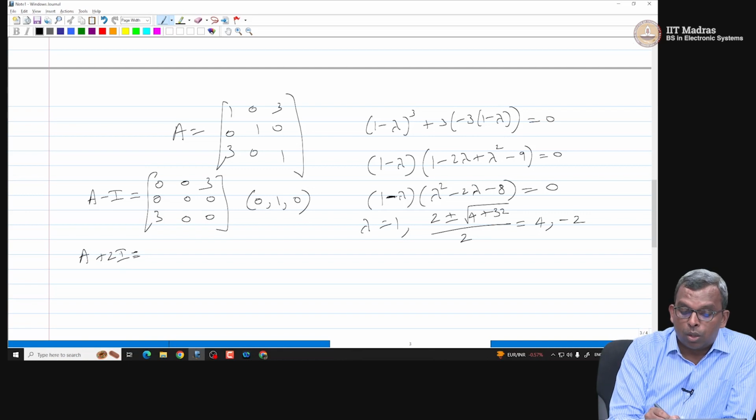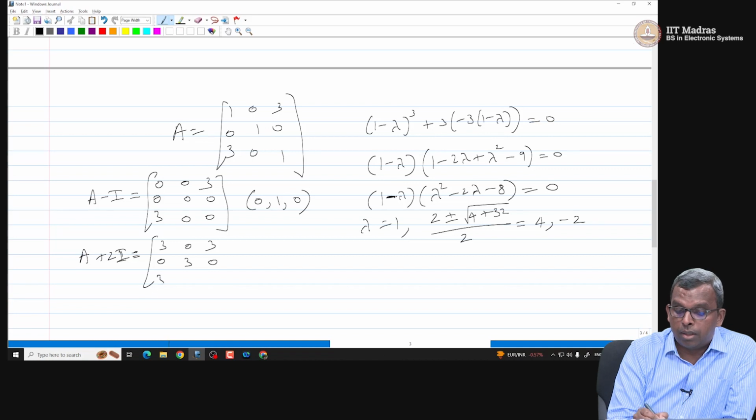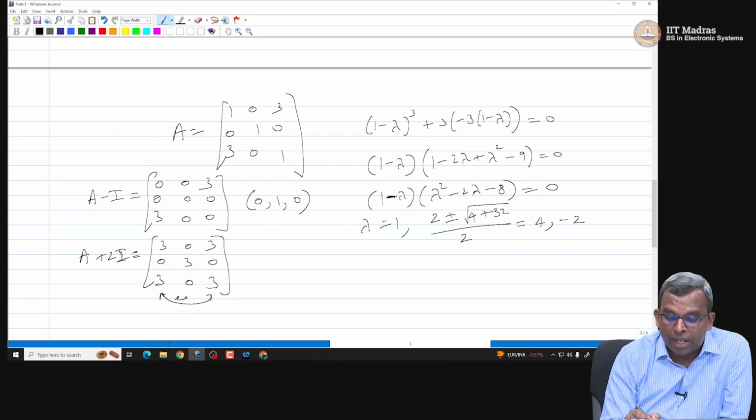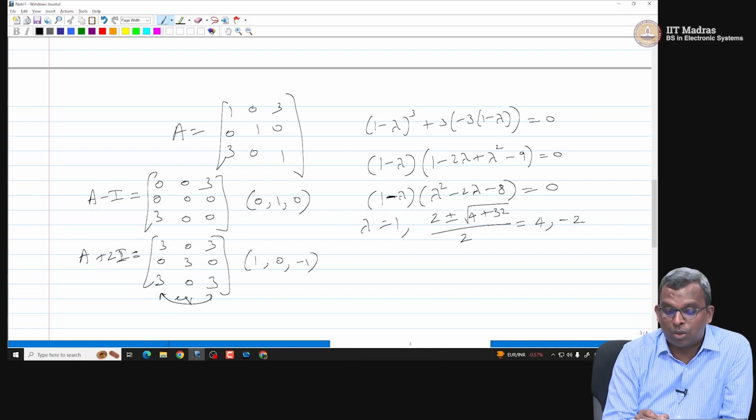What if you do A plus 2I? I will go in increasing order of magnitude, minus 2 and plus 2. So it is going to be 3 0 3, 0 3 0, plus 2I, 3 0 3. Hopefully you can see. So finding the null space vector, see these two are equal. You can do a lot of things, but you can see clearly 1 0 minus 1 will be a null space vector here. So this will give you 0, this does not matter, these two are equal.